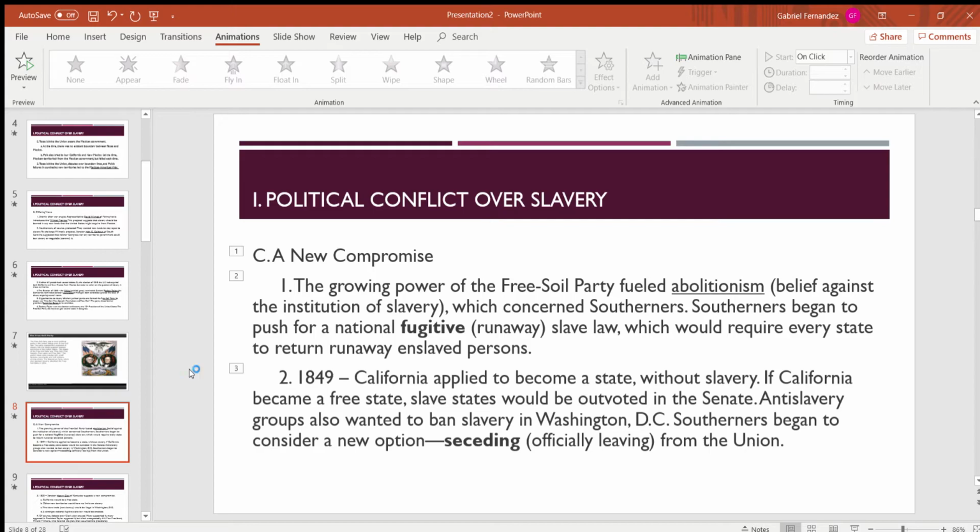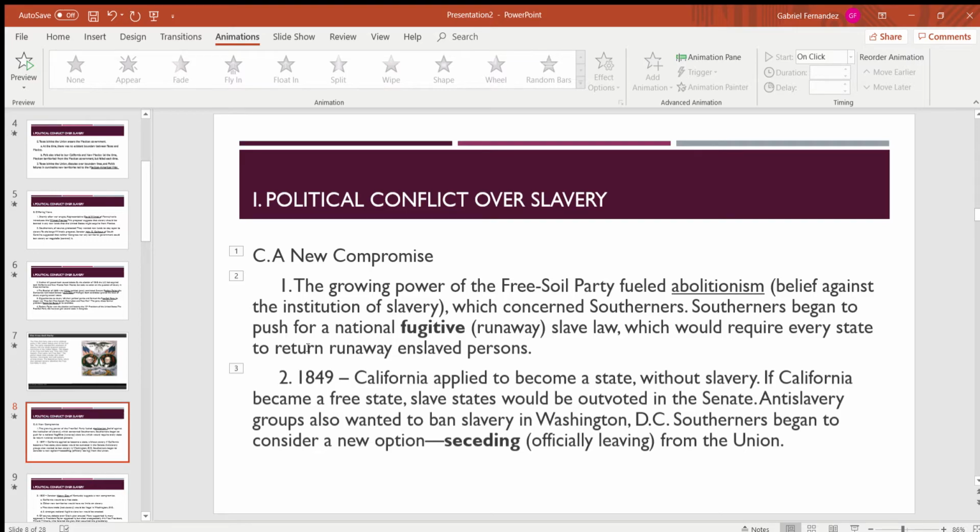So, the Free Soil Party is starting to mobilize. They're growing in power. They are fueled by the idea of abolitionism. Now, probably from Mrs. Cesarano's class, when you covered Freedom Walkers, you've probably heard the term abolitionist. Abolitionism is a belief against the institution of slavery. Abolitionism revolves entirely around abolishing slavery, going up against slavery. So the fact that the Free Soil Party, which is revolving around abolitionism, is getting power is largely going to concern people in the South. Why? Because the South enjoys slavery, unfortunately.